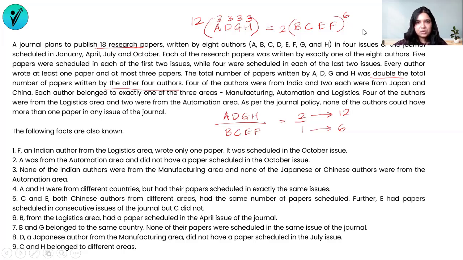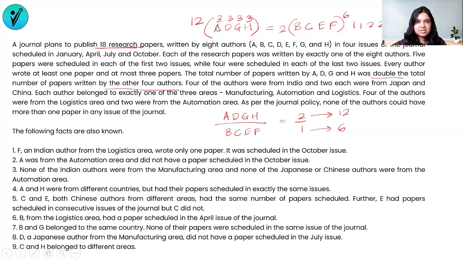Can I do 1, 1, 1, 1? No, that will give me a 4. Can I do 1, 2? That gives me 3, and then 1, 2, another 3. So that gives me a 6. That means the breakdown of this is going to be 1, 1, 2, and 2. That's the only way I will account for the 6 papers of this particular group.